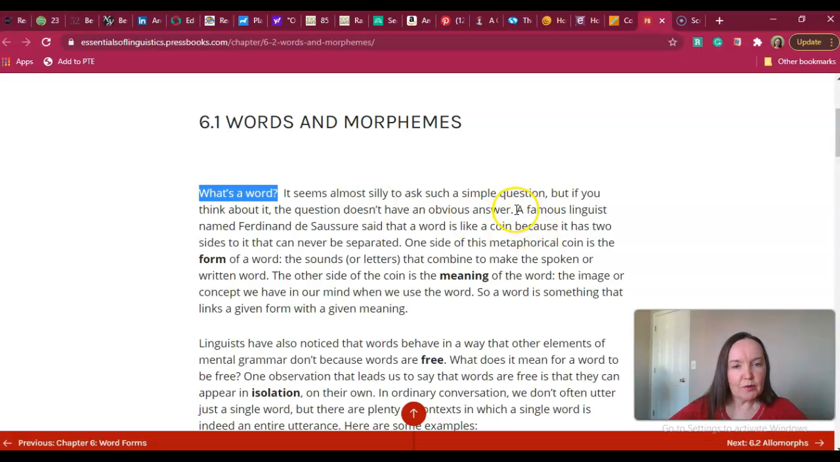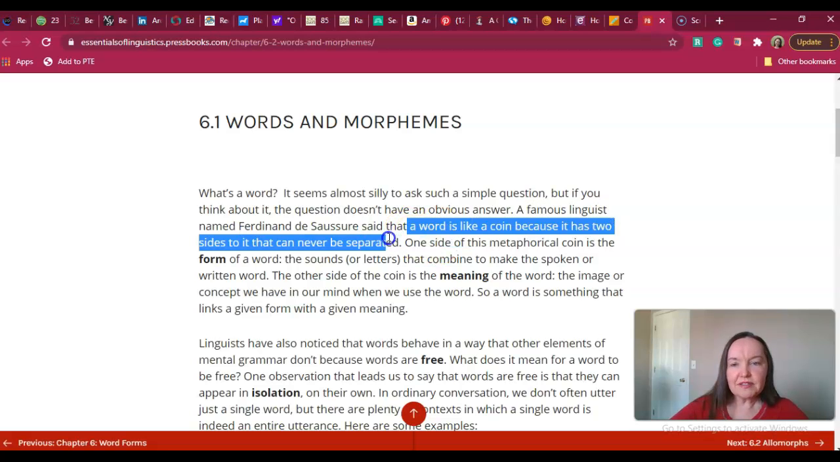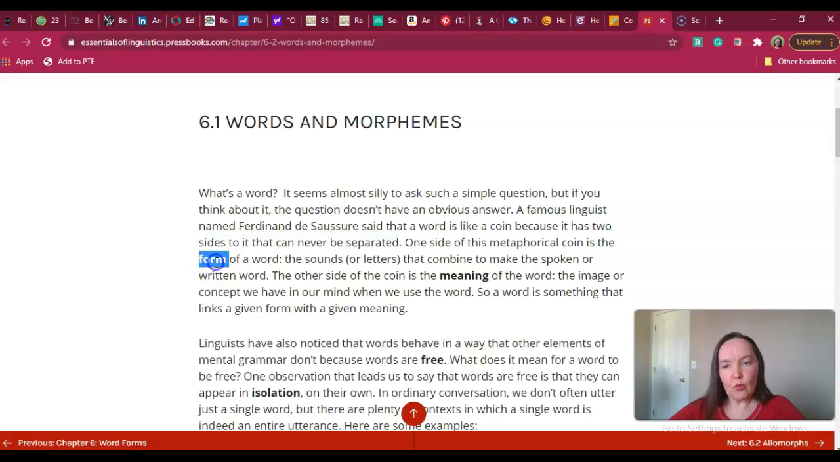As she quotes here, the famous linguist Ferdinand de Saussure, or Ferdinand de Saussure if you want to say it with a more English pronunciation, said that a word is like a coin because it has two sides to it that can never be separated. One of the two sides he was talking about is form, the form of a word, so the sounds or the letters that combine to make the spoken or written word.